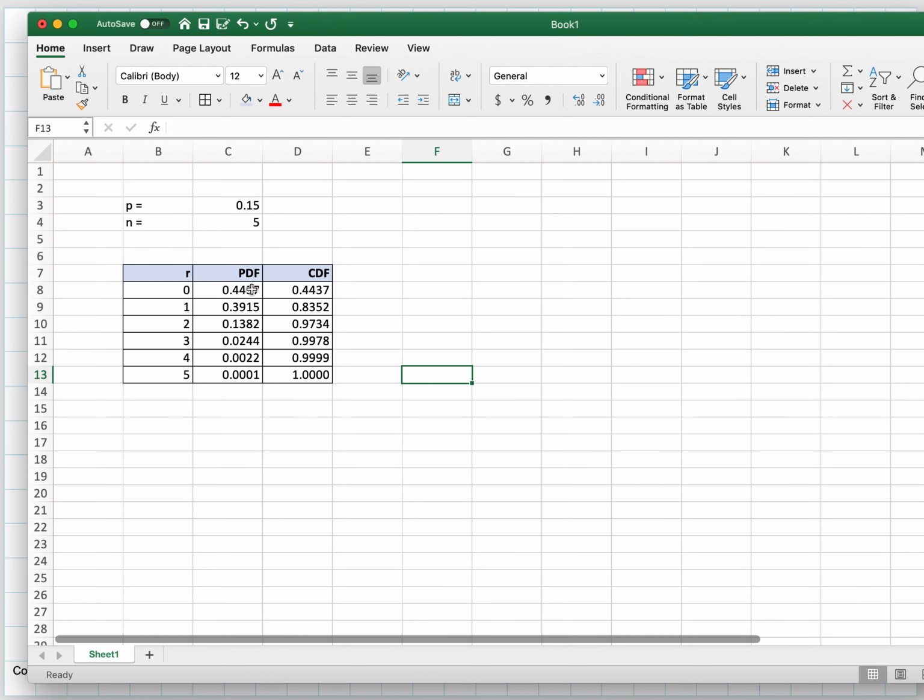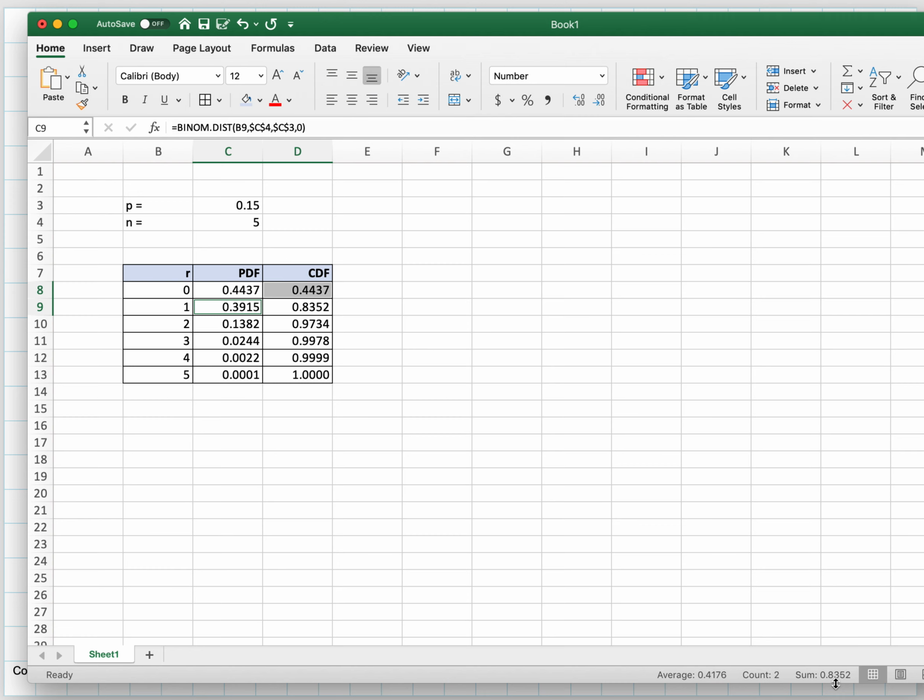First, at 0, it's just equal to what it is at 0. This one, 0.83, is 0.44 plus what it is at 1. And here you see, down here, it's 835. So it always adds, when I go here, it takes the previous one and adds the PDF value to it. So it's always the probability of 2 or less, 1 or less, 0 or less, 5 or less. 5 or less is the whole distribution, so it's 1.